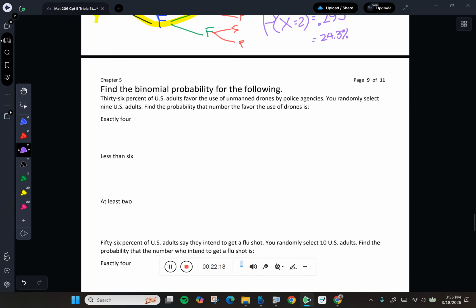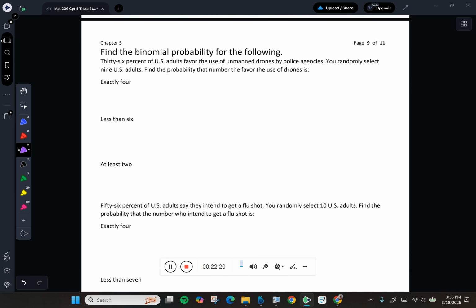All right, let's take a look at a different couple examples here. 36% of U.S. adults favored the use of unmanned drones by police agencies. You randomly select 9 U.S. adults, find the probability that the number in favor of the use.